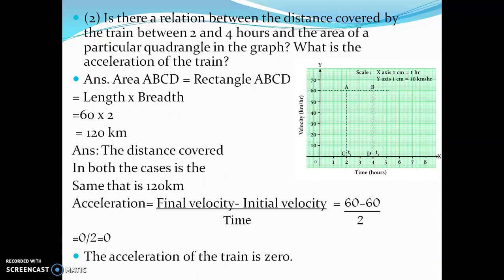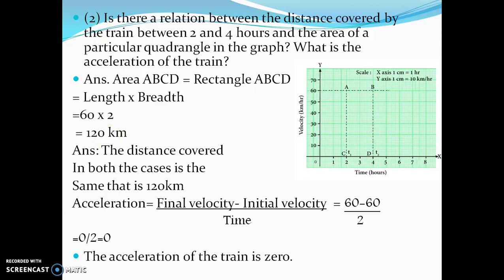And you all know that the formula to find the area of the rectangle is length into breadth. Let's see. So, area of this particular rectangle A, B, C and D is equal to length into breadth. Now, length is 60, this AC. So it is 60 into breadth is 2. This is 2 and 4. As I already explained, 4 minus 2 is equal to 2. So, 60 multiplied by 2 is equal to 120 kilometer.